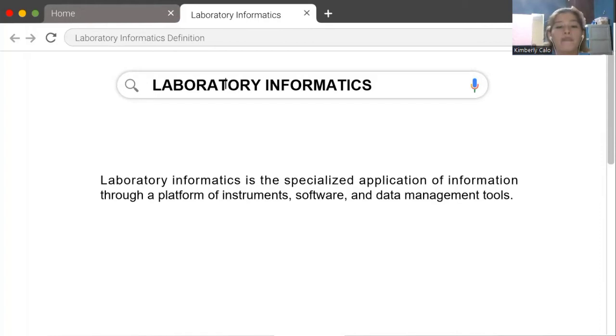So, the term laboratory informatics has been used since at least the early 1980s and has expanded in meaning since then. But before the arrival of computer technology, information management was vital in laboratories and research endeavors of many varieties.